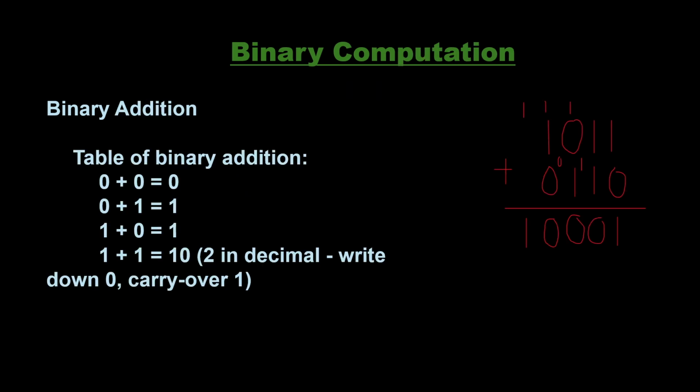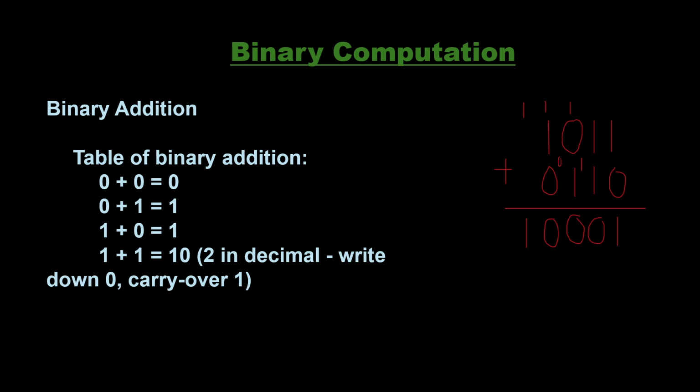Now, let's do some binary addition. We're going to add 1011 and 0110. Remember the rules. 0 plus 0 equals 0. 0 plus 1 equals 1. 1 plus 0 equals 1. And 1 plus 1 equals 10, which is 2 in decimal, so we carry over the 1.